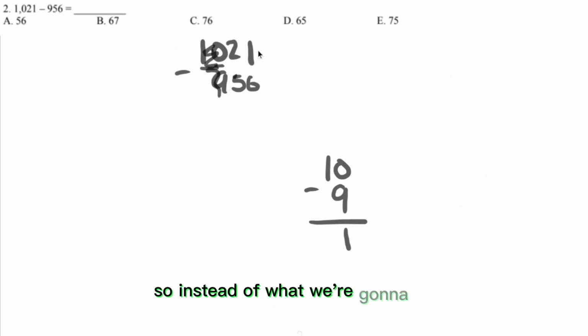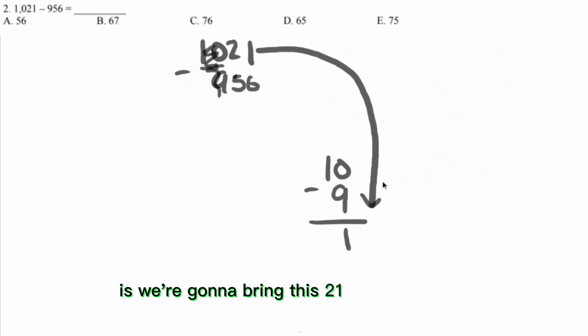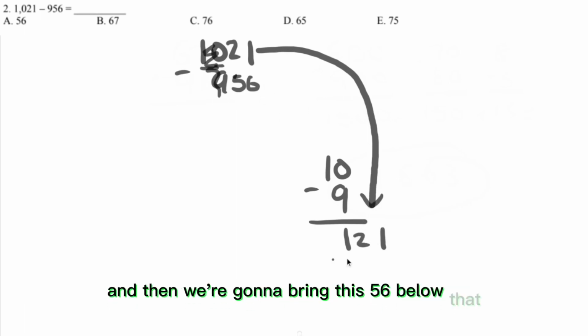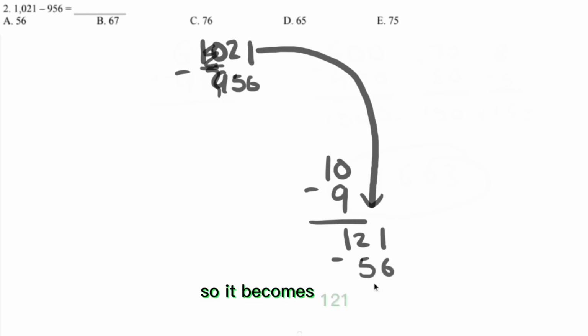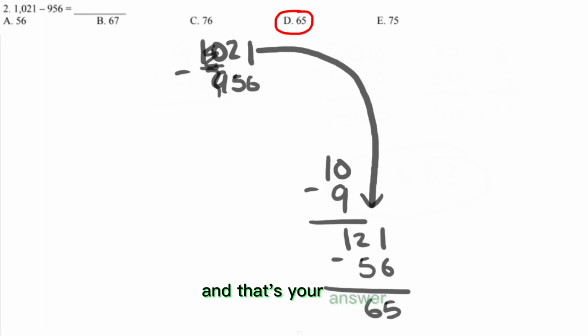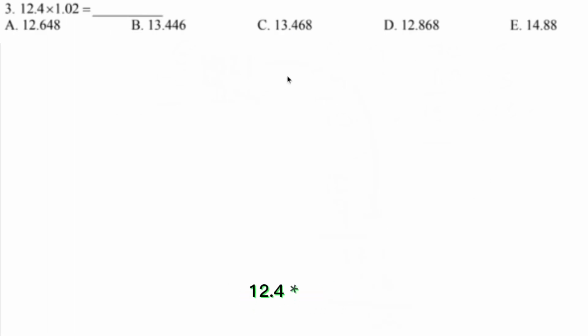So instead what we're going to do is bring this 21 next right here, and that becomes 121, and then we're going to bring this 56 below that as a subtraction. So it becomes 121 minus 56, and that's just 65. And that's your answer. Number 3, 12.4 times 1.02.